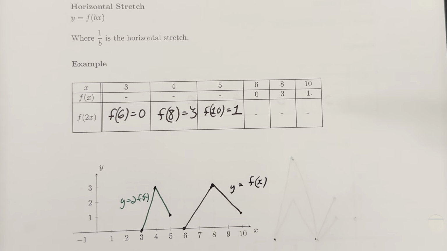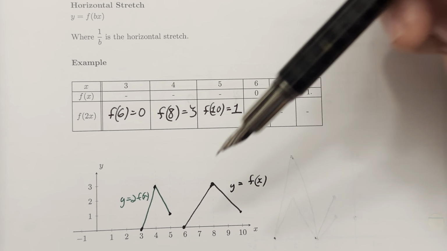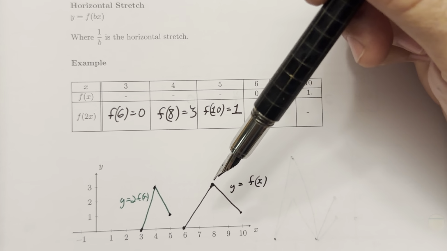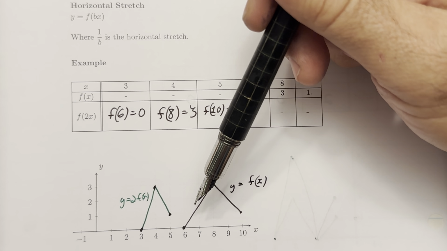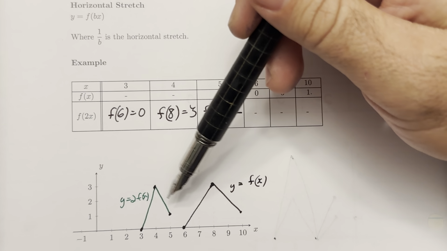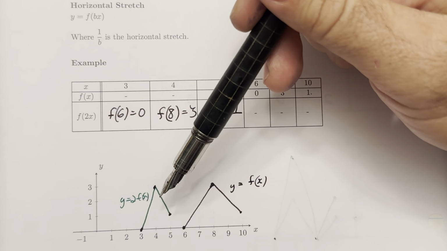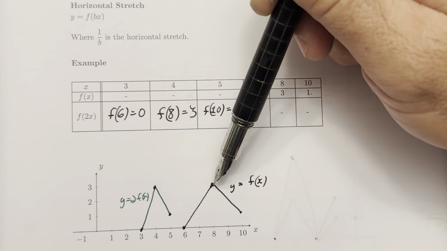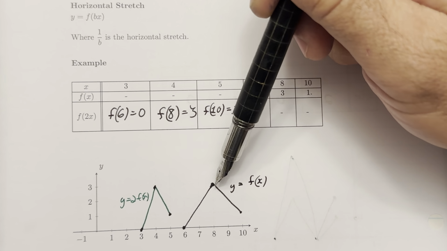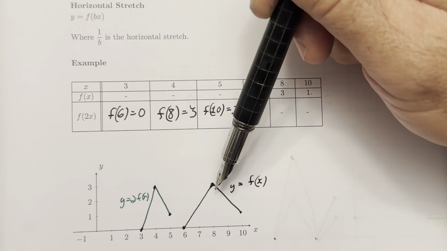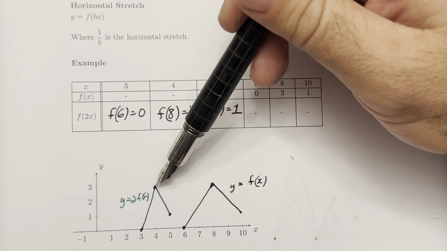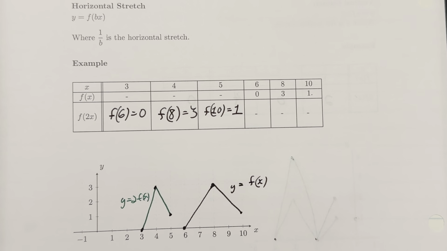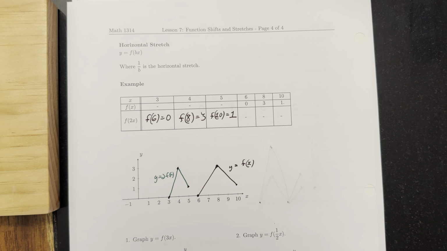So you can see the graph is being stretched in by a factor of 1/2. This point that's at x equals 8 and y is 3, now it's x equals 4, half of 8, but we're still at the same height of 3. Right? And that is how that works. All right.